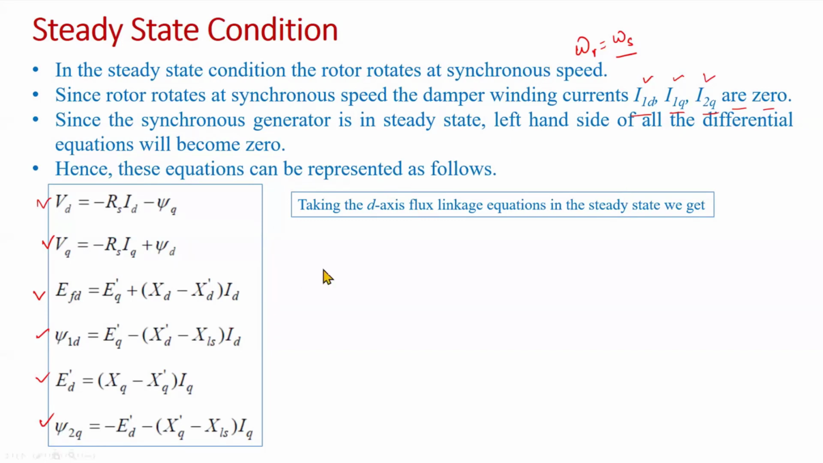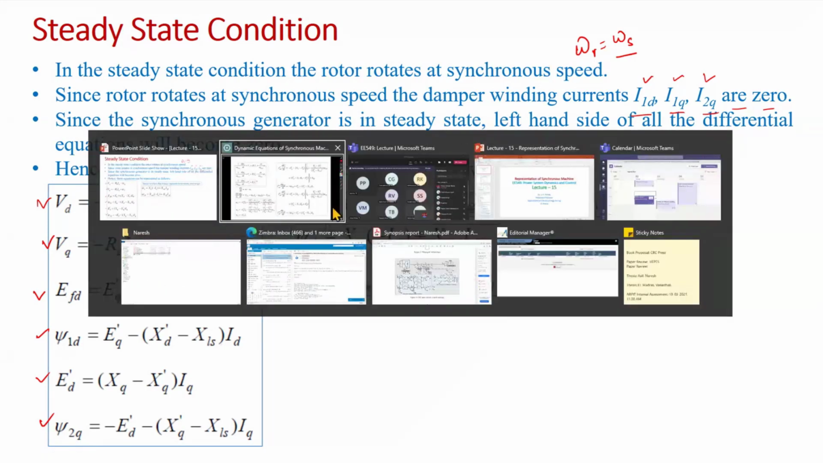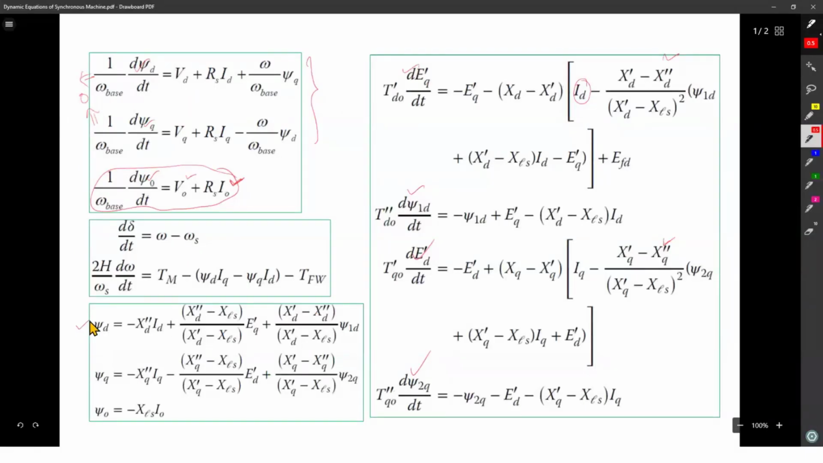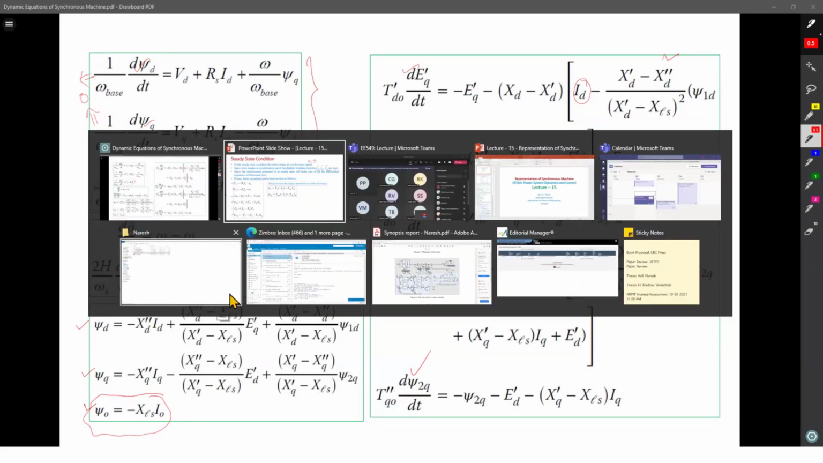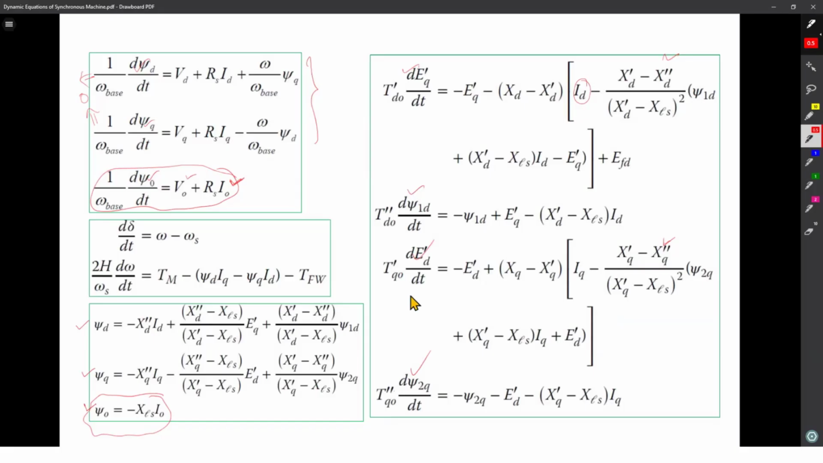The d-axis flux linkage equation is here. You can see this d-axis flux linkage, q-axis flux linkage, and zero axis flux linkage equation. The zero axis one will be zero under steady state condition. So considering only the d and q axis, we'll find this relation: XD into minus ID, XMD into IFD, right? Okay.